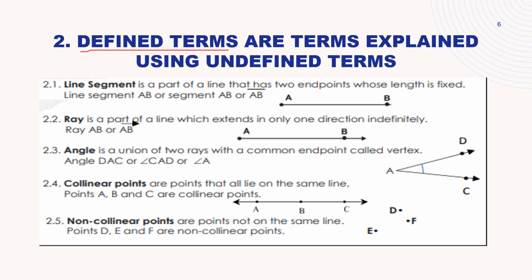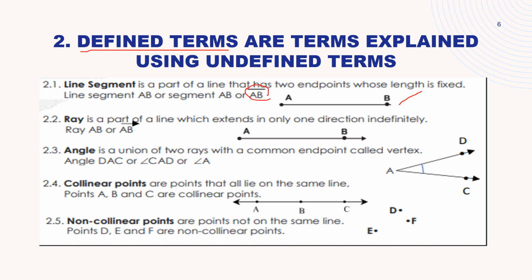Let's discuss now the defined terms. These are terms explained using undefined terms, for example, line segment. A line segment is a part of a line that has two endpoints whose length is fixed. Line segment AB, or segment AB, or AB. That's how we write segment AB.